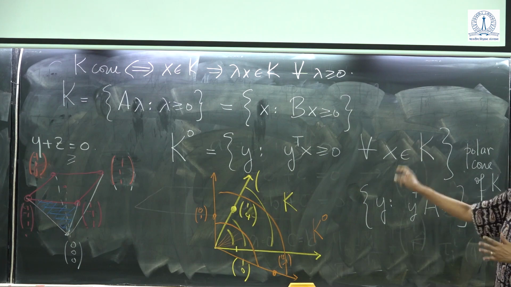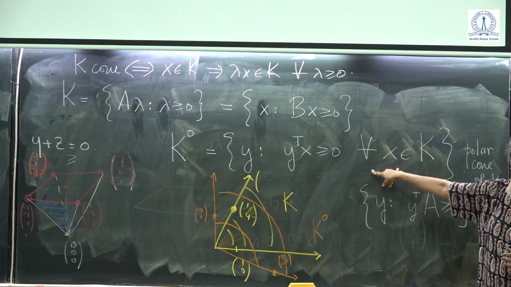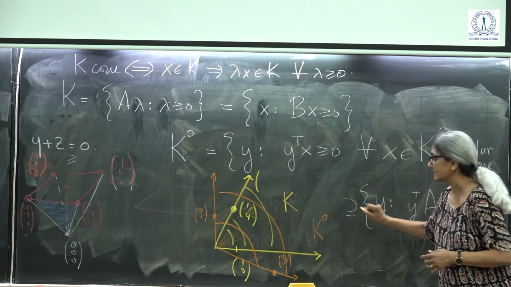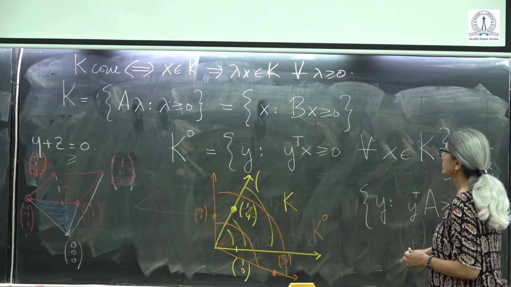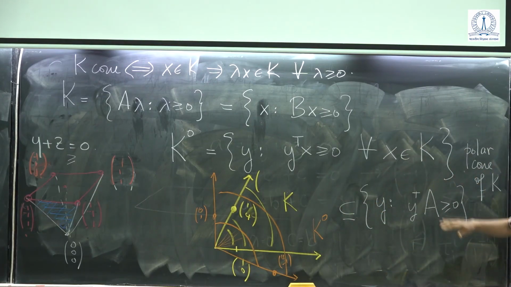Is something in this particular example, but do you agree that all these guys have to be in the polar cone? Do you agree? So I will definitely get this containment. Every Y that, or is it the other way? If you're a Y that makes non-negative inner product with everything, in particular it must make non-negative inner product with the generators, which are the columns of A. Okay, so we get this.